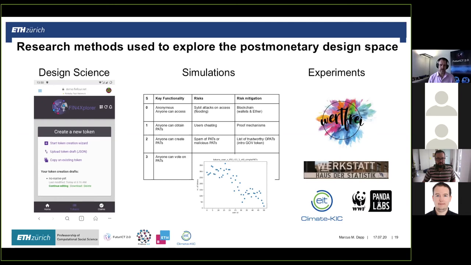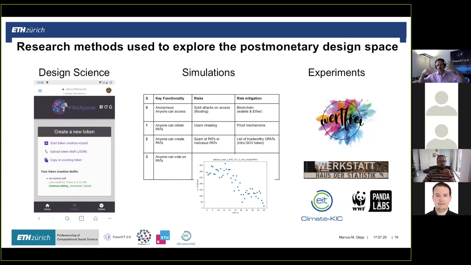Here in that system, or in any other DLT system with some parameters that can vary, a lot of things can happen. So in our case, people are anonymous. All of them can obtain positive action tokens. Do we want that? Is there something we need to prevent here? Anyone can create positive action tokens. And later on, it's just a matter of time, in a way, anyone can vote on positive action tokens.